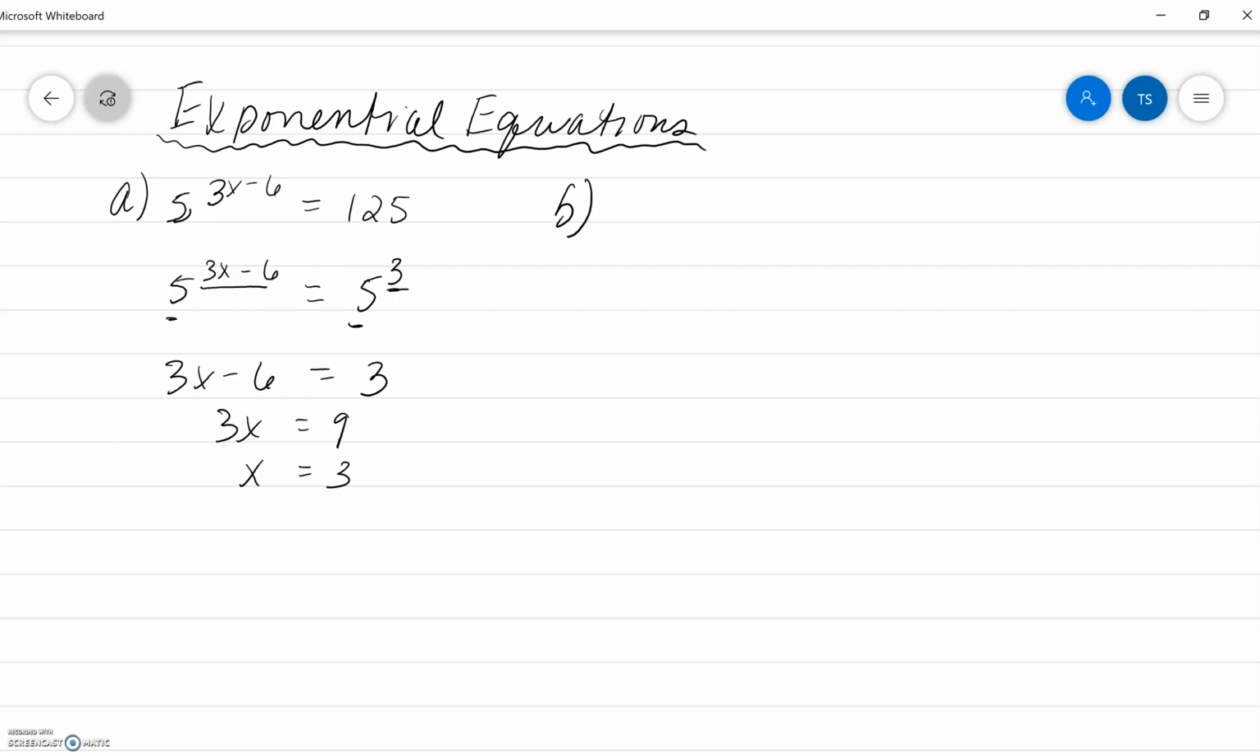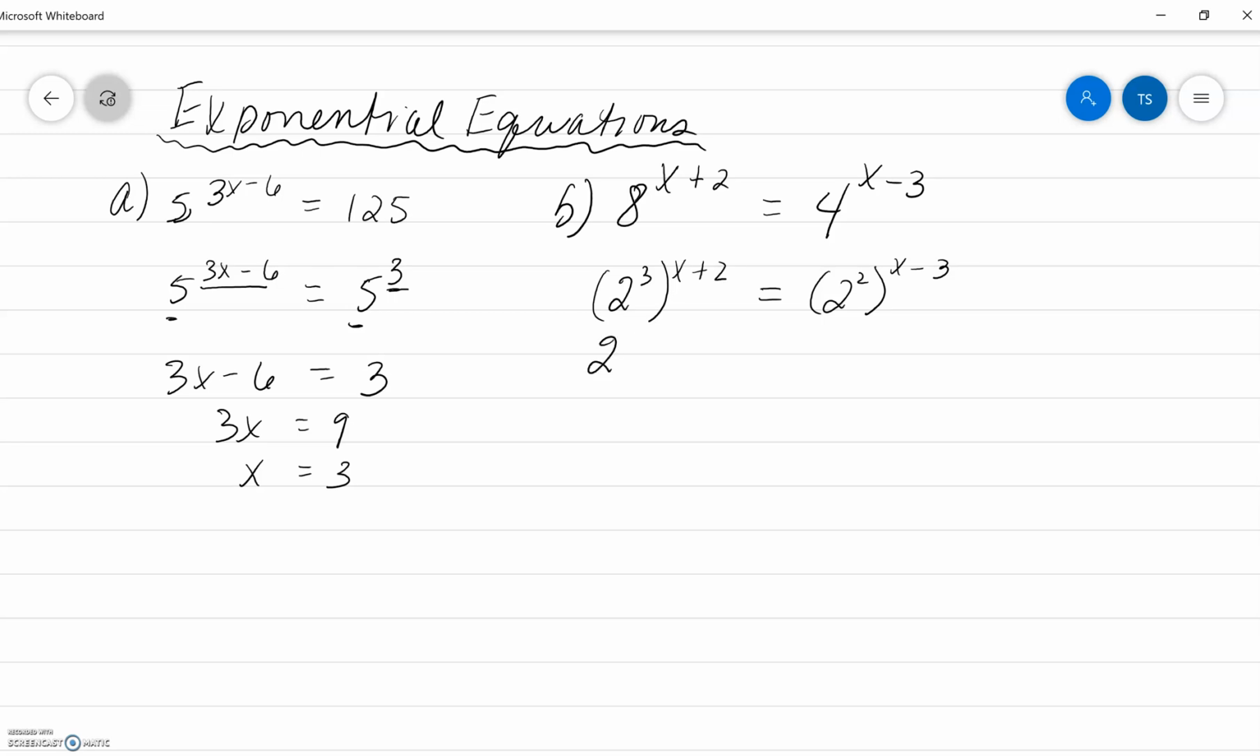Okay. Example B is another example kind of similar to this. We're going to have 8 to the x plus 2 power equals 4 to the x minus 3 power. In this case, I know that I can rewrite the 8 and the 4 as powers of 2. So 8 is 2 to the third, and that's going to be to the x plus 2 power. 4 is 2 to the second, and that's going to be to the x minus 3 power. Here we use the power property. Power to a power, meaning you're going to multiply them.